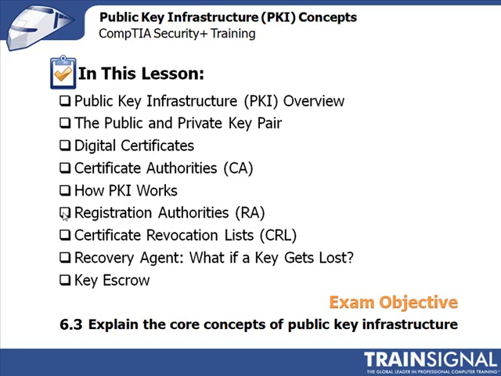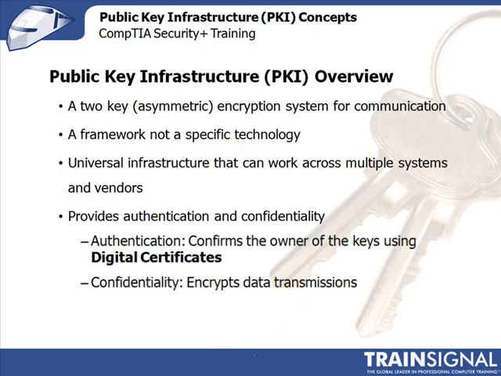Next, we'll talk about registration authorities and how the RA does some administrative tasks for the CA. Then, certificate revocation lists, recovery agents, what to do if the key gets lost, and key escrow. And we'll talk about the difference between key escrow and recovery agents. Now, this lesson talks about the core concepts of public key infrastructure. That's what you'll need to learn before learning the real-life implementations of PKI and certificate management that we'll discuss in a future lesson. First, that overview I promised you.